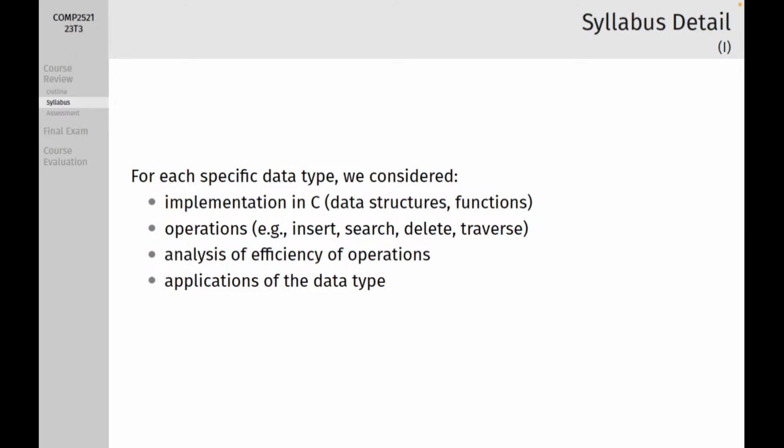Okay, so now we'll just go through all the topics in brief. We covered a bunch of data types, and for each of those data types, we considered their implementation in C in terms of their data structures, their struct definitions, and their functions. We talked about all the various operations that can be performed, and the most common ones would be inserting, searching, and deleting, or in some cases traversing. We also analyzed how efficient their operations are, and we looked at some applications of each data structure.